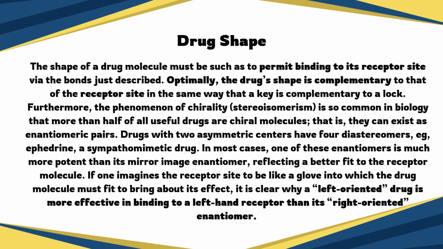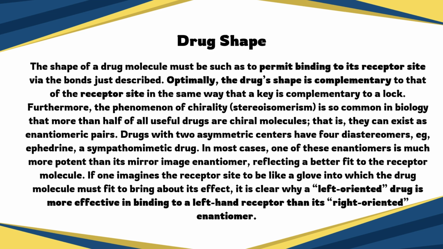Drug shape. The shape of a drug molecule must be such as to permit binding to its receptor site, while forming the bonds just described. Optimally, the drug shape is complementary to that of the receptor site in the same way that a key is complementary to a lock. Furthermore, the phenomenon of chirality, or stereoisomerism, is so common in biology that more than half of all useful drugs are chiral molecules.